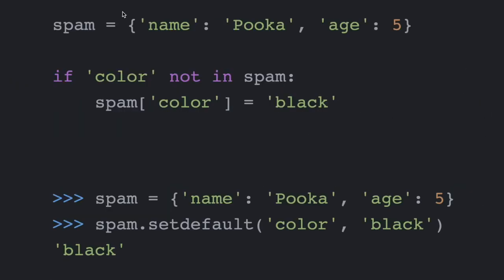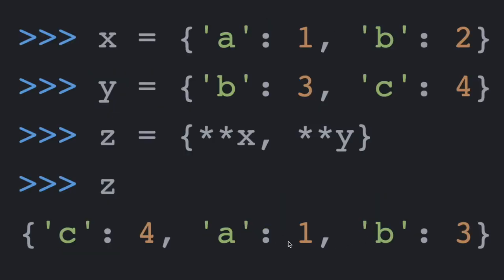So if we look up at this top section, first we're checking if color is not already in the dictionary, and if so, we'll set it to black. Well, there's an easier way to do it, which is with setdefault. So if you do spam.setdefault, color, black, it will only add the color as black if color is not already in the dictionary.